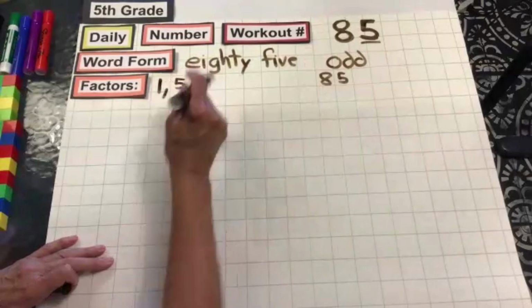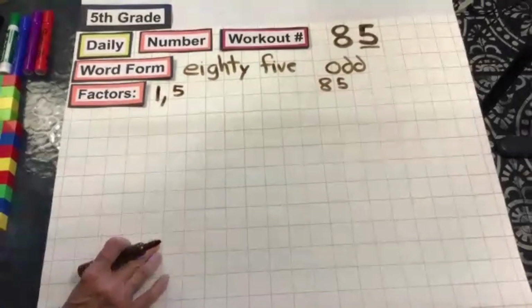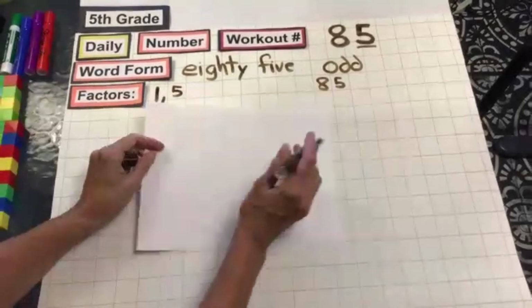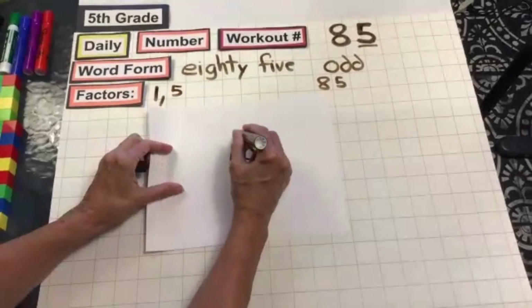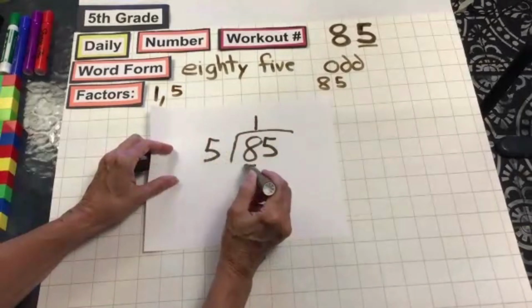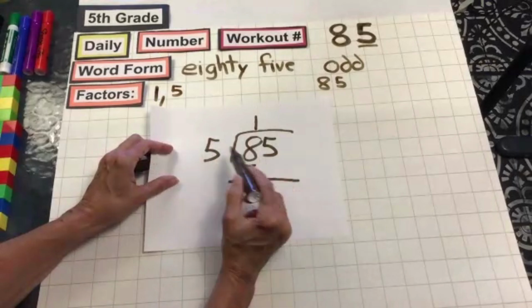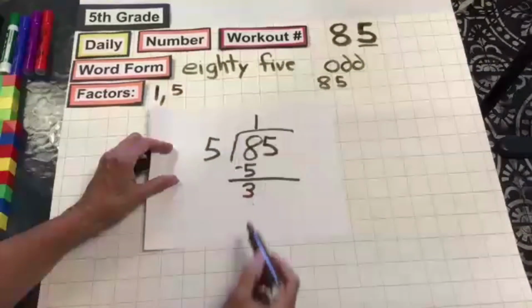So 5 goes in how many times? So let's get out our scrap paper. We don't know off the top of our head. We just figure it out. Use our math skills. So 5 goes into 8 one time because 1 times 5 is 5. Subtract that out. 8 minus 5 is 3. 5 doesn't go into 3, so we've got that column done.